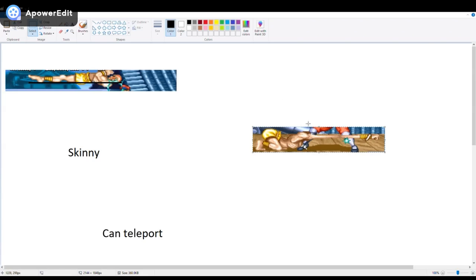On to Dalshim. First, let's get the obvious parts out. He's very skinny and he can teleport. Being skinny is not a big deal in basketball, but who knows, it could come in handy. Okay, his height is 379 pixels here.